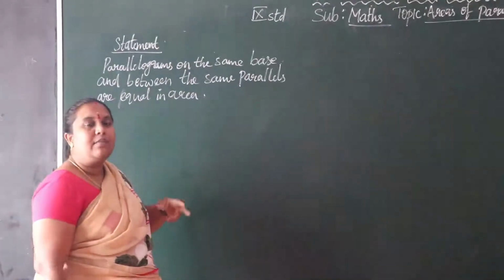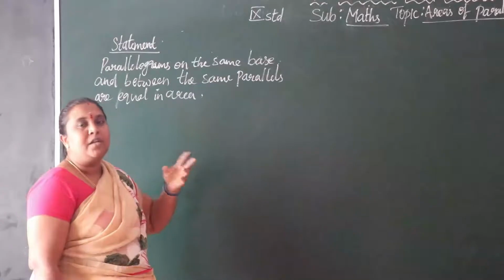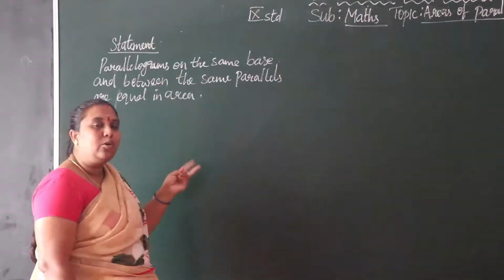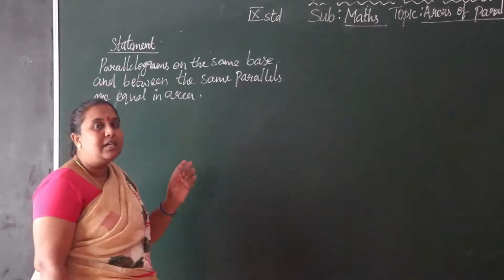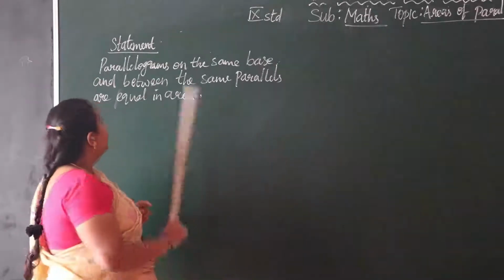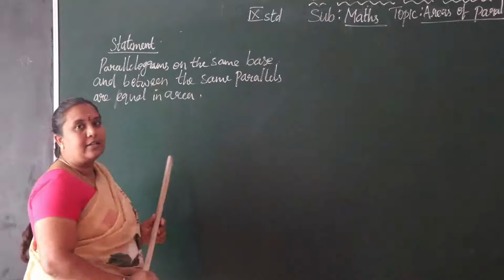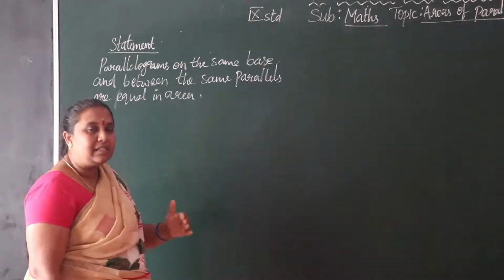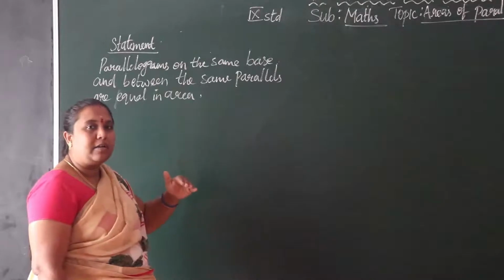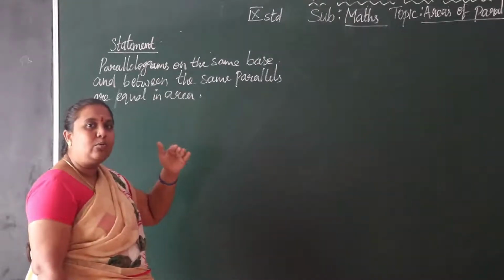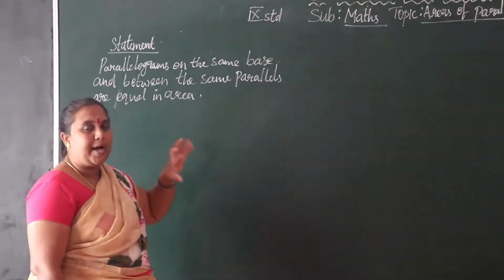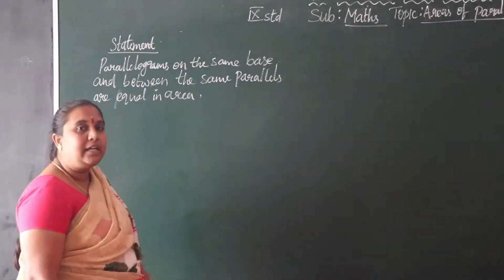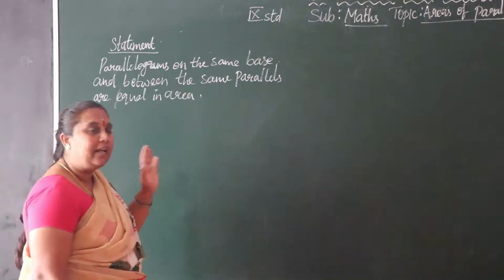So we have two parallelograms between two parallel lines, and the two parallelograms have the same base, so they are equal in area. Two parallelograms having the same base and lying between the same two parallel lines are equal in area.